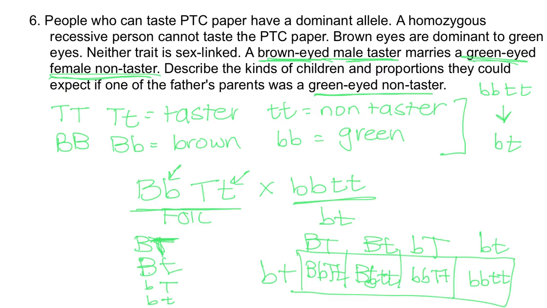So we have a brown-eyed taster. We have a brown-eyed non-taster. We have a green-eyed taster. And then we have, like the mom, a green-eyed non-taster. So we get a 25% chance of each of those outcomes. Hope that makes sense.